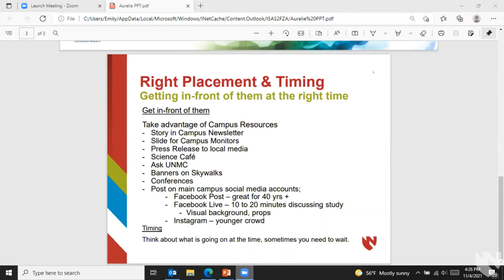And then slides for campus monitors, that goes through our department as well, through Karen Burback. She's part of the creative branding that happens for UNMC. So when you're walking down the hallway, you'll see different slides, especially in Nebraska Medicine. We have some of our slides in there as well. So that is a good way to also share the study information.